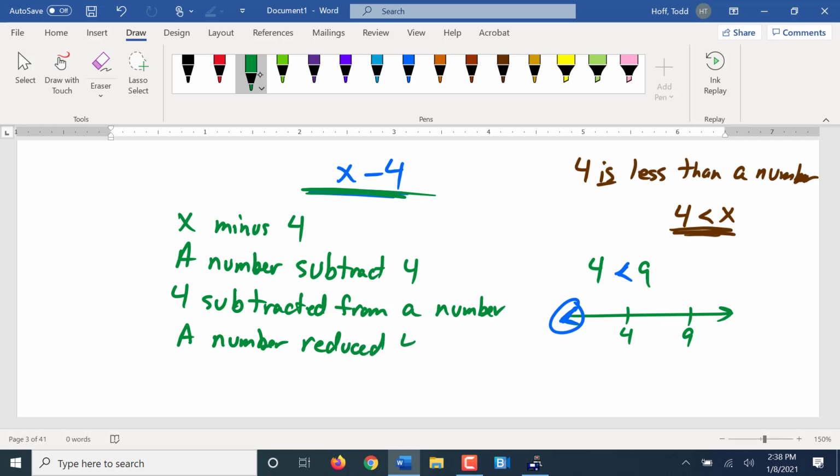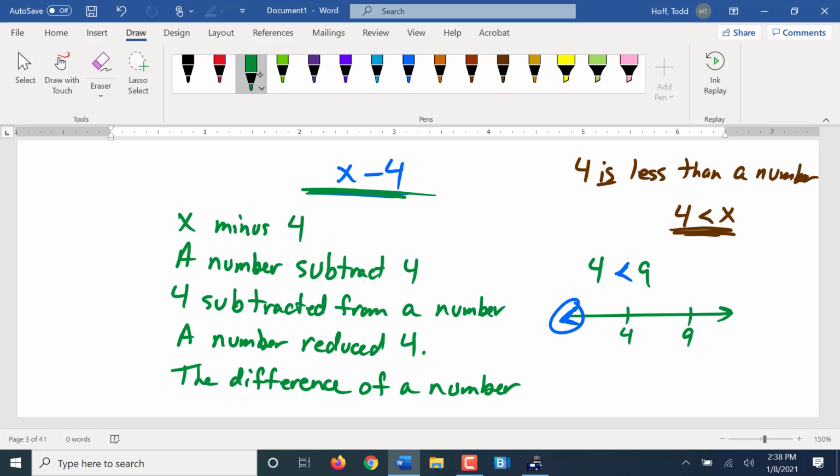A number reduced by 4. Now, up above we have the sum of a number and 4. Does anybody know the equivalent name for subtraction? There we go, the difference. Now, for addition, it doesn't matter what order we put it. If we had the sum of a number and 4, we could have x plus 4 or 4 plus x. That's that commutative property we mentioned. So it doesn't change things.